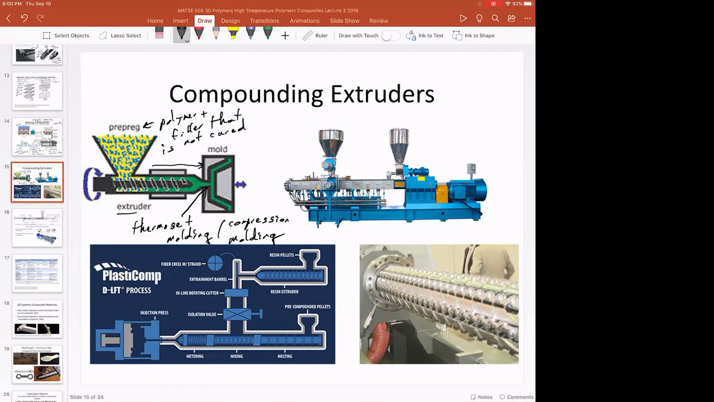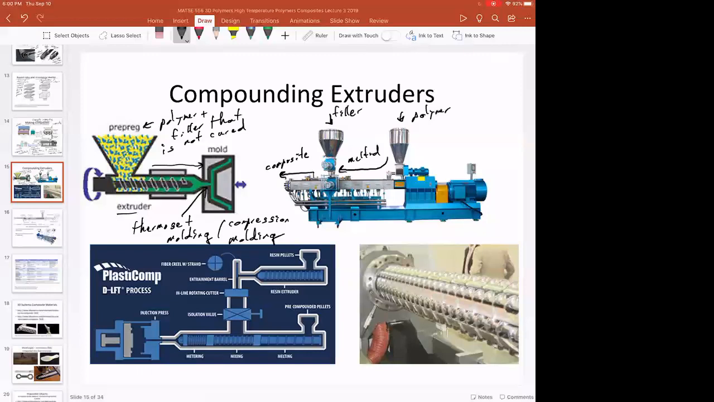This is a compounding extruder where you can feed two things in. So you might put polymer in here, it goes down the barrel, and then once it's melted, you put the filler in here. And this thing disperses the filler in the polymer, and then you get a composite out the front end. And there's various ways that people do this.